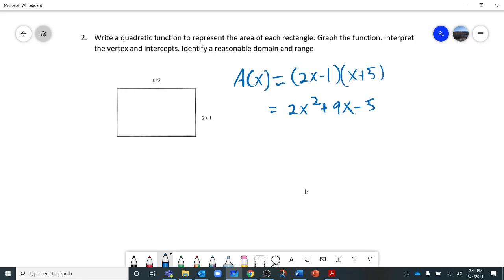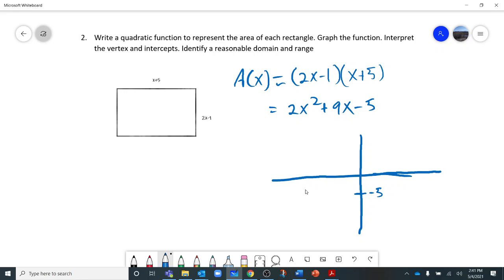We can plug in any x value, and any x value we plug in will give us the area of this rectangle. Okay, we want to graph the function. I'm just going to sketch the graph of the function, and I'm going to use my tools of finding the vertex and the axis of symmetry and things. My y-intercept is at -5, so I'm going to put a -5 right here. And my y-intercept's right around there.